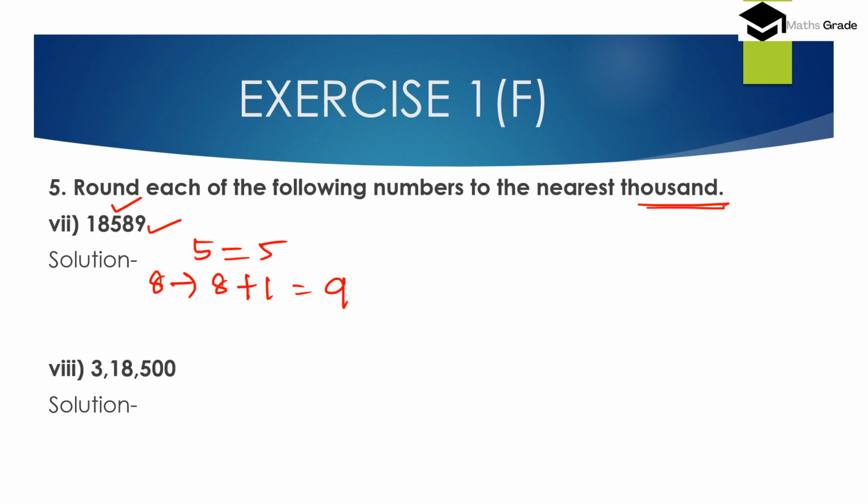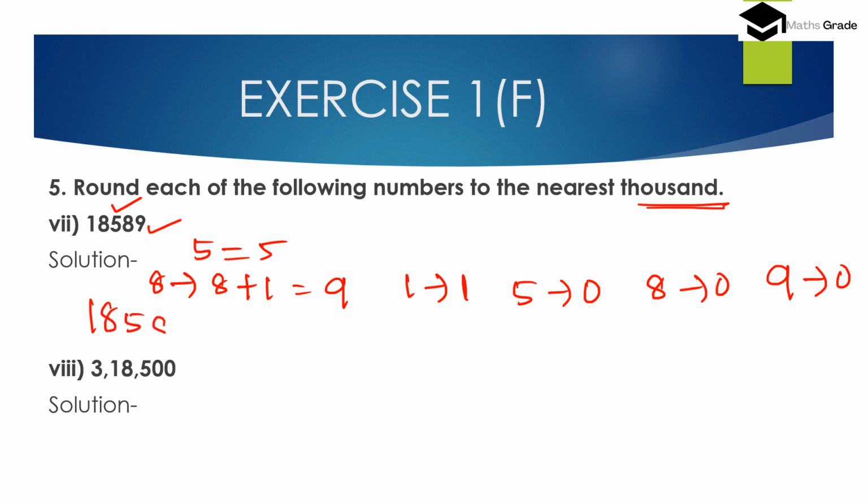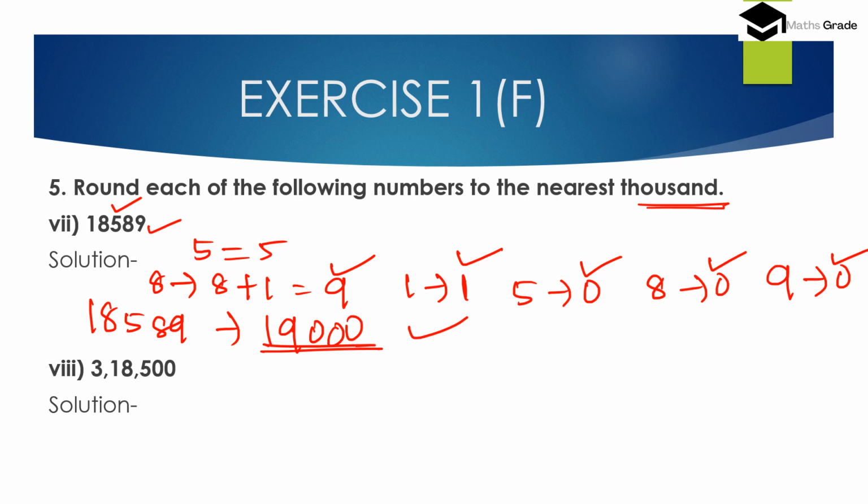And the 10,000s digit, just write down as it is. And the 100s digit 5 changes to 0. The tens digit 8 changes to 0, and the units digit 9 changes to 0. So 18,589 rounded to the nearest 1000 is 1, and this 8 changes to 9, 5 changes to 0, 8 changes to 0, 9 changes to 0. So 18,589 rounded to the nearest 1000 is 19,000.